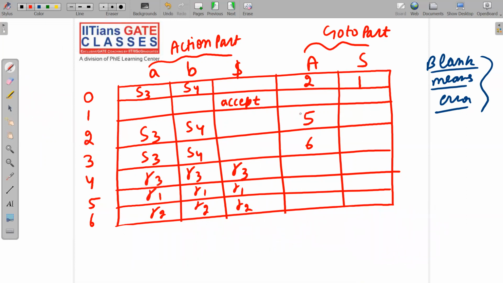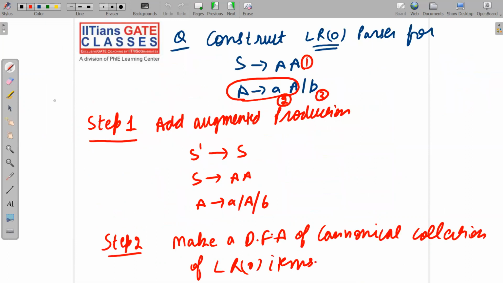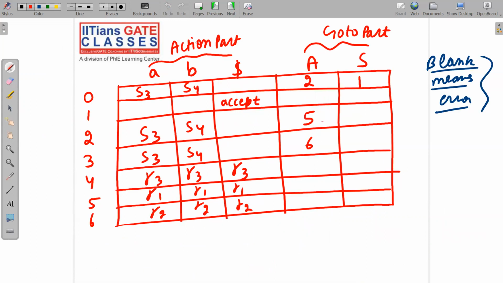Okay. So I hope I have made the point clear to all of you. This is the way to make the table. Don't worry. I will solve 1 or 2 more questions. You will get more clarity. Okay. So see here carefully. Table making is over. Step number 1 was augmented production. That is over. Step number 2 was DFA making. That is also over. Step number 3 is table. So table is also over.